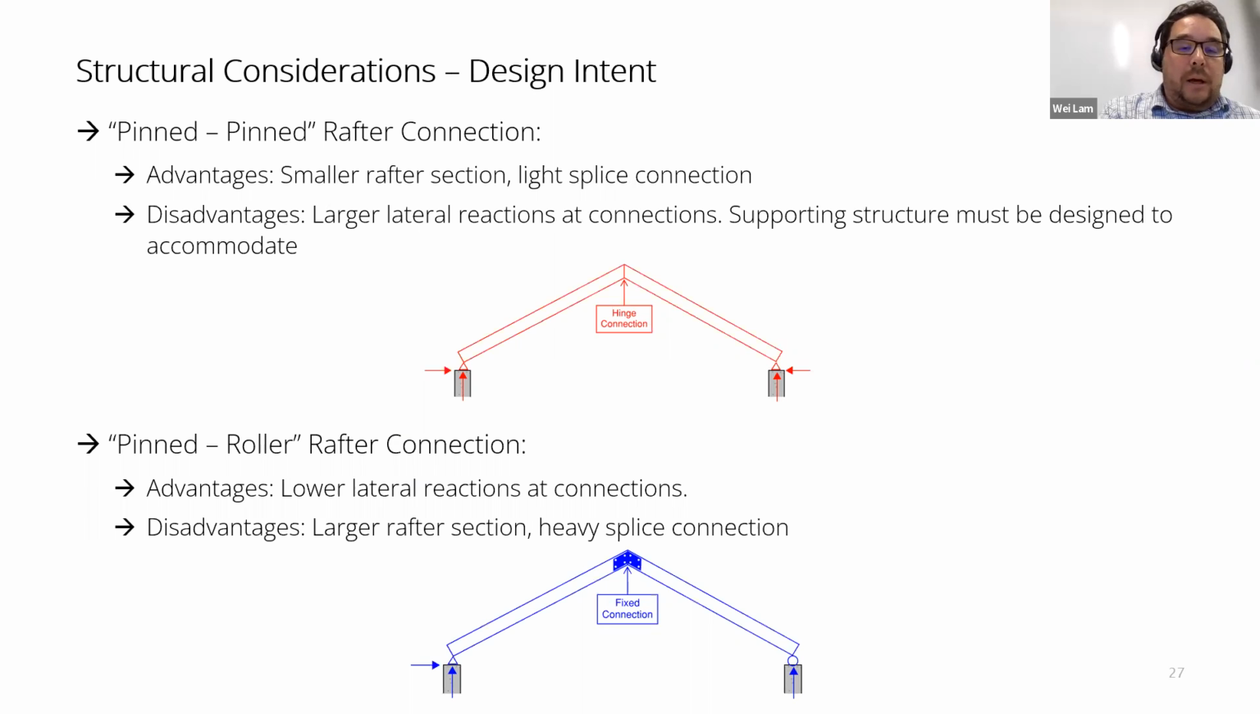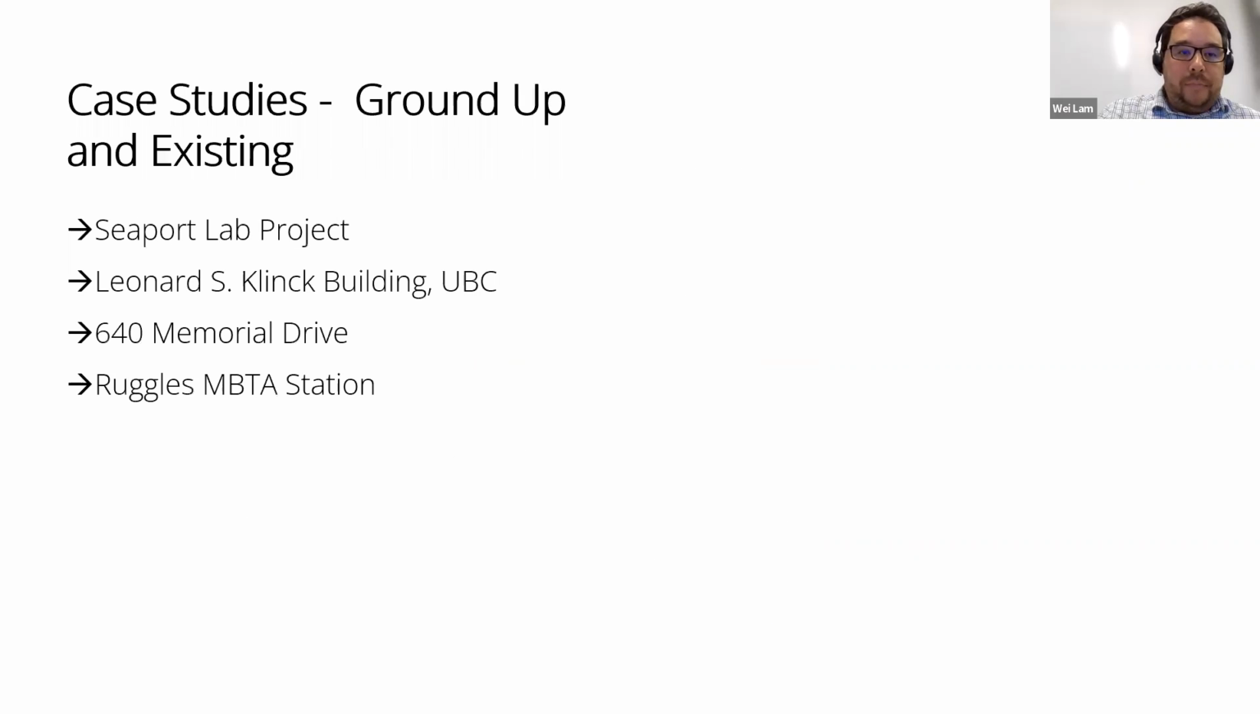Just one other thing very quickly, pinning the top and bottom of the mullion, or rather of the rafter, versus a pin and roller connection. Some of the advantages, I'll just speak to the pin and roller. You get lower lateral reactions at the connections, so that you can have a more slender rafter, rather than a larger rafter connection and heavy splice connection. So the pinned connection will allow you to have a smaller section, but larger reactions at the connection. So a larger, beefier connection anchor point there.